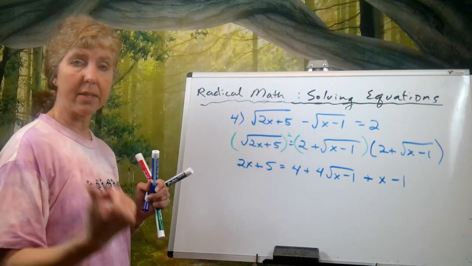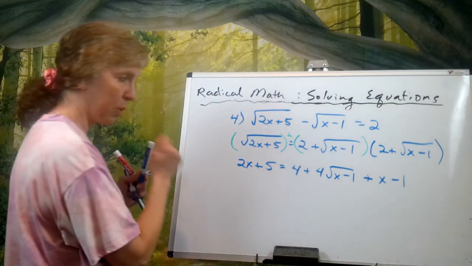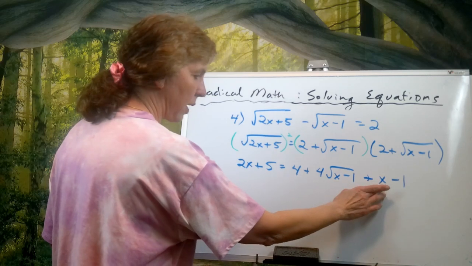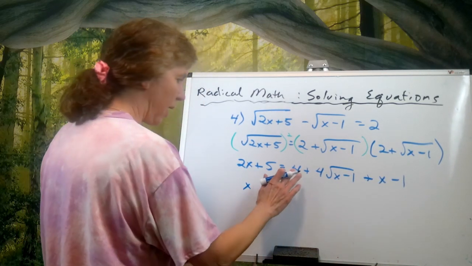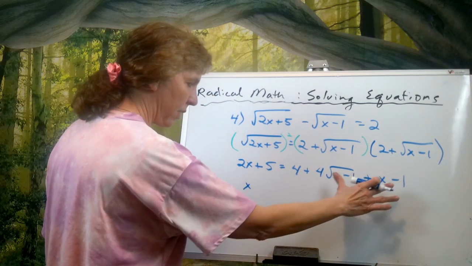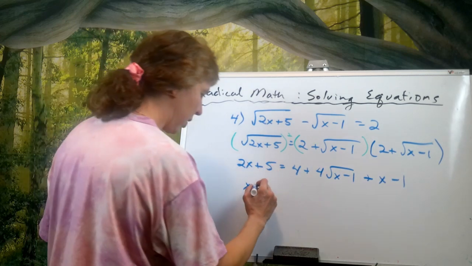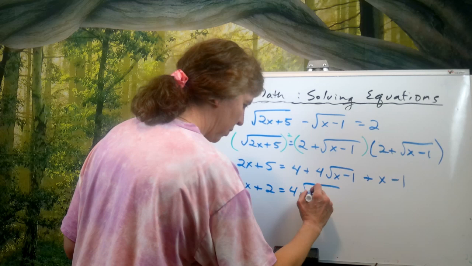All right, again I'm going to isolate the radicals, so I'm going to subtract these guys and that guy from both sides. So let's do the x's first. 2x minus x is just x. I have 4 minus 1 is 3. 5, and I'm going to subtract 3 is 2 equals 4 times root x minus 1.